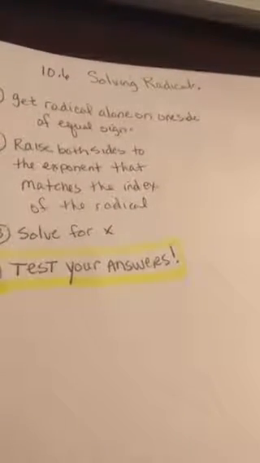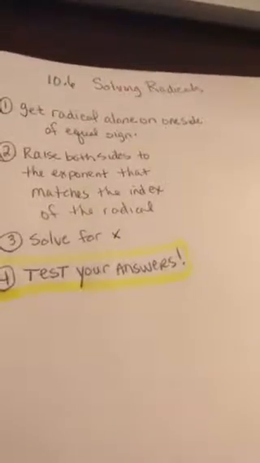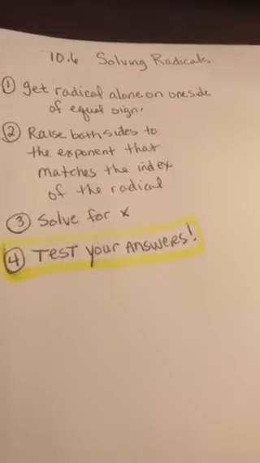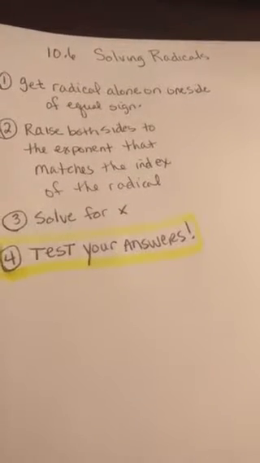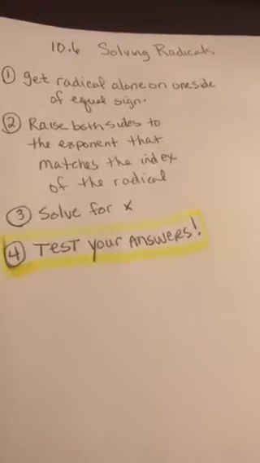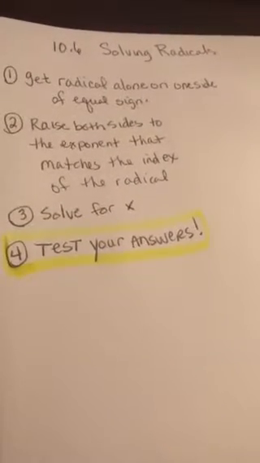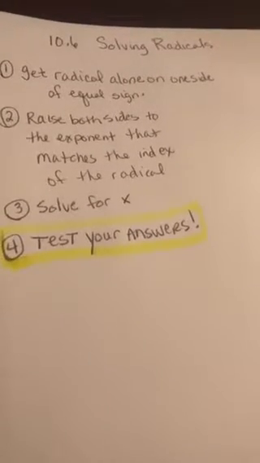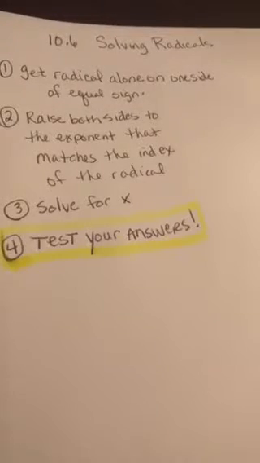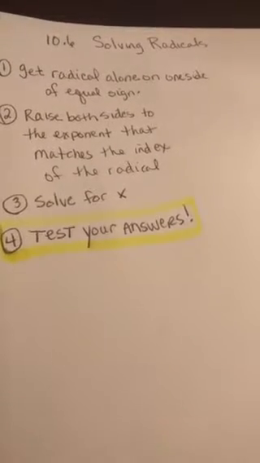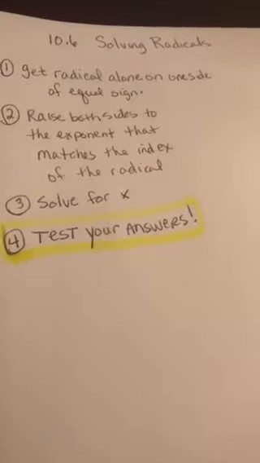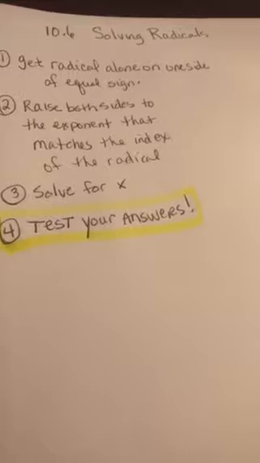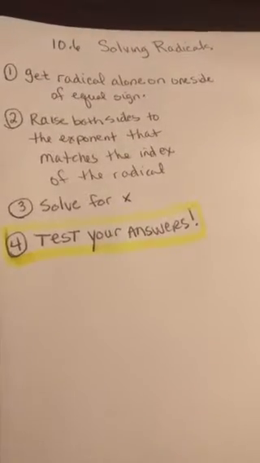Okay, 10.6 is solving radicals. We're going to find out what the values of x are involved in these radicals. Step 1, we're going to make sure the radical is on one side of the equal sign by itself. Step 2, we're going to raise both sides to the exponent that matches the index of the radical. So that means if it's a square root, then we're going to square both sides. If it's a cube root, then we're going to do to the third power on both sides. And then that's going to make it so that we can solve for x.